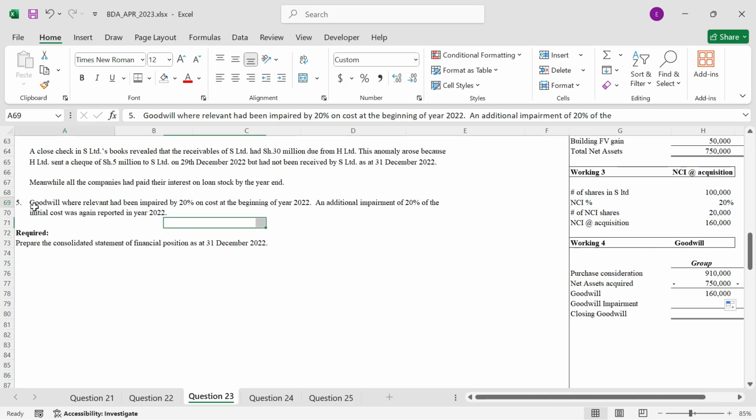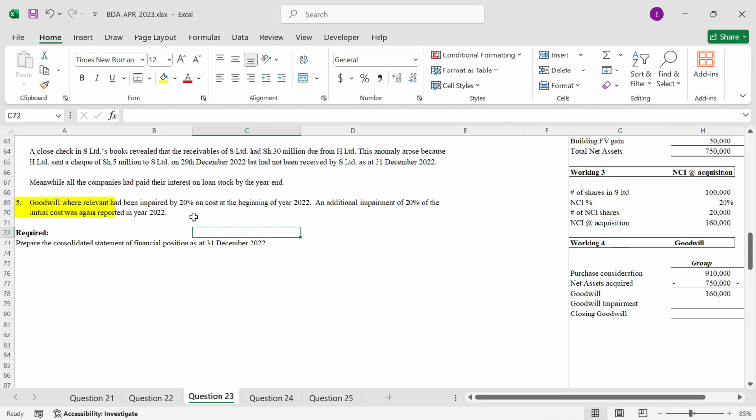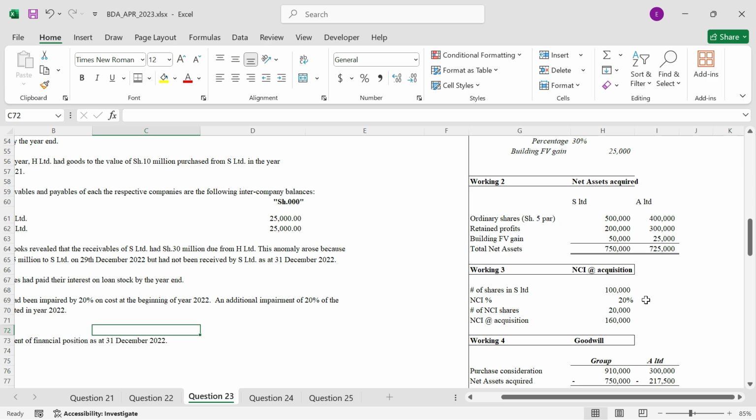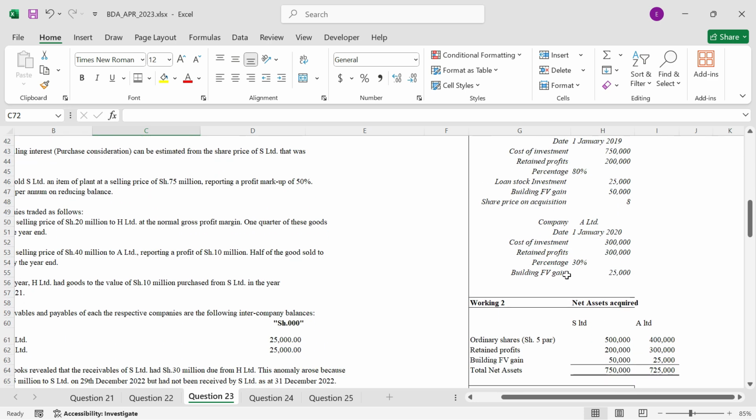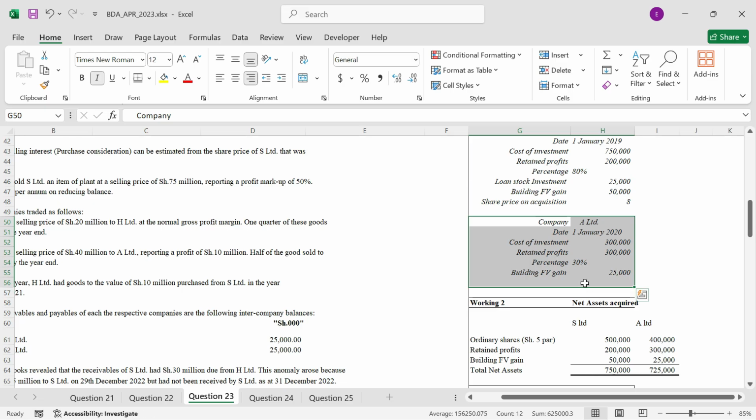So I see here additional information on file that goodwill were relevant and impaired by 20% of cost at the beginning of the year 2022, and additional impairment of 50% of the initial cost was again reported in the year 2022. So we have a goodwill impairment of about 40% around that year.